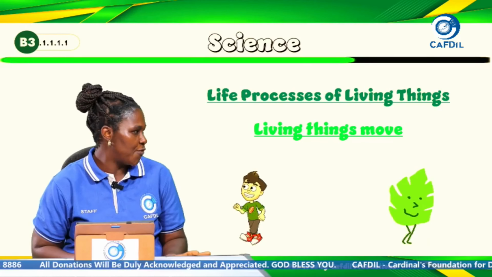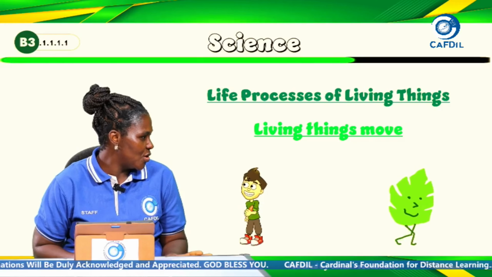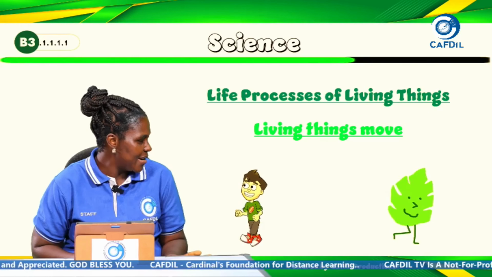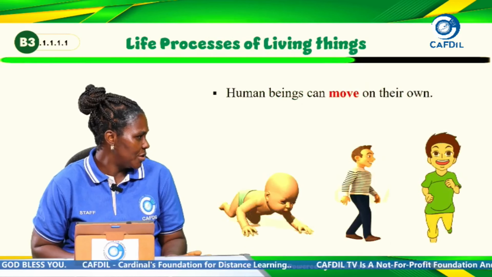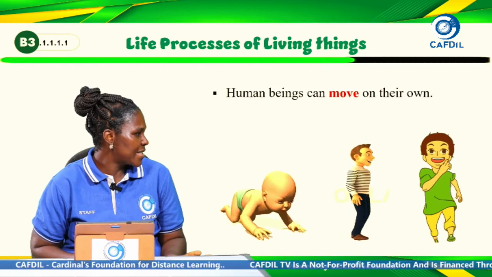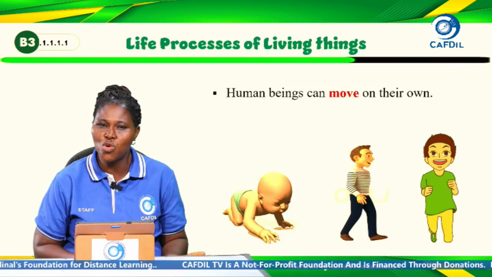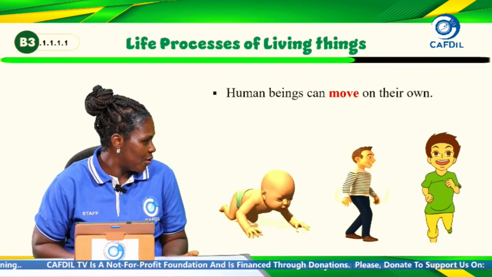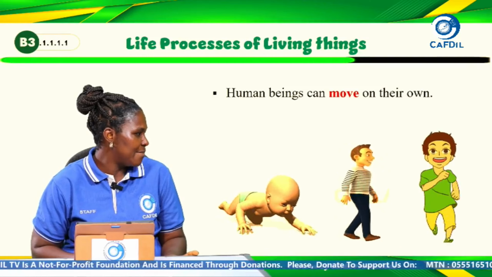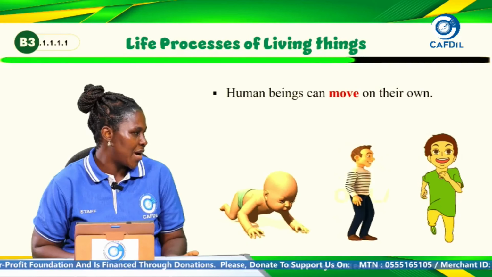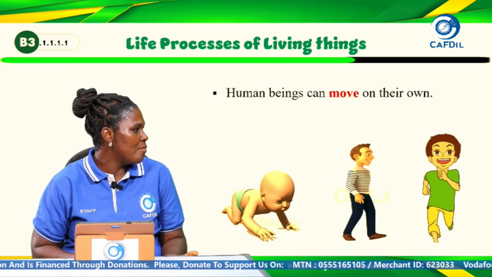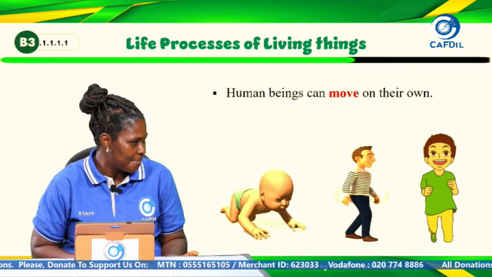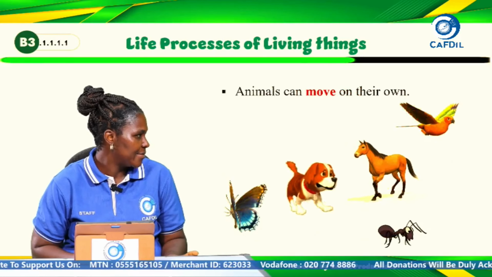Living things move. So look at the boy moving and the plant also moving. The leaf is moving. Human beings can move on their own. When you were a baby, you were crawling on the floor. So you moved. Look at the man also going and the boy running. Human beings can move on their own without any support. Nobody assists them.